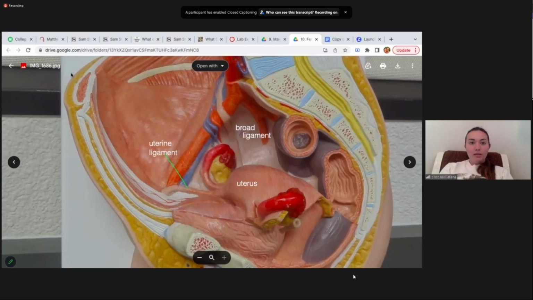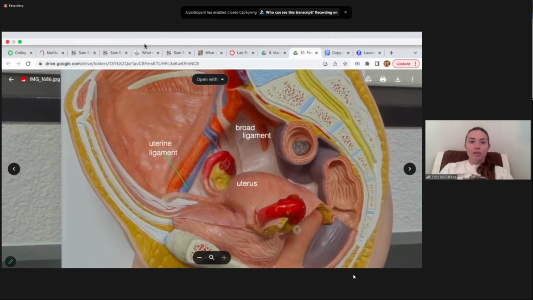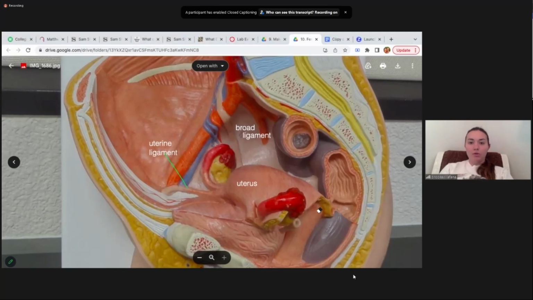Okay. Last tube is the ovarian ligament. It's almost impossible to see right here. I don't think you can see it at all. It's technically right over here. It holds the ovary to the uterus, but I'm not going to label it because we can't see it. I'm going to try to show you, see if we can see it on this model, and if not, we'll have to look on the other model. But you can definitely see the broad ligament right here and the uterine ligament. Broad ligament and uterine ligament. Good?